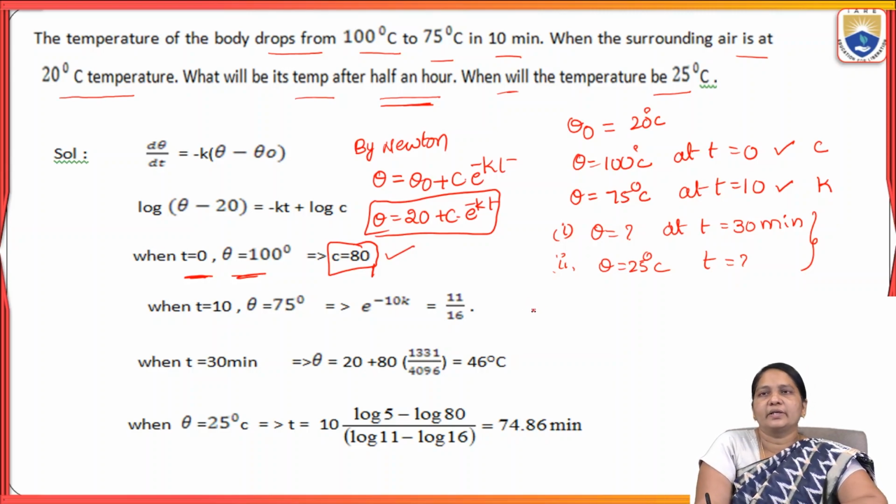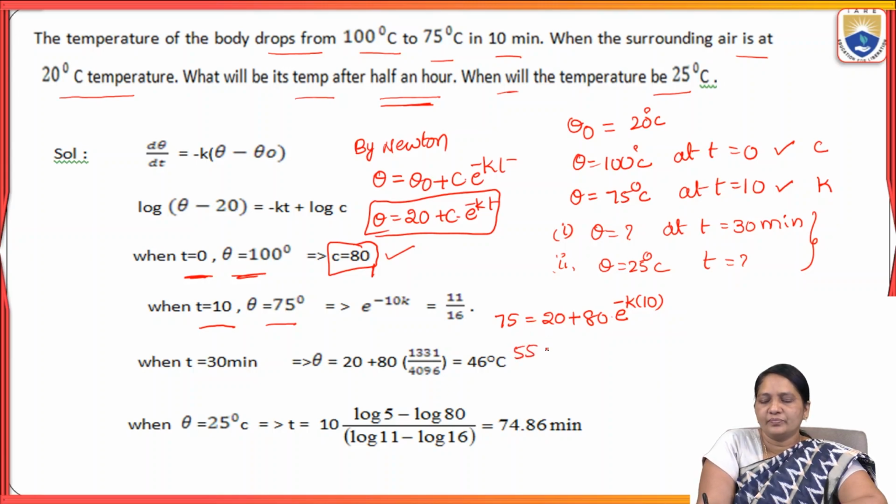Now we are going to calculate the k from the second condition. What is the second condition? When t equals 10, theta is 75. So 75 equals 20 plus C value 80 e power minus k into t, which is 10 minutes. So 75 minus 20 is 55, equal to 80 into e power minus 10k. Now 55 by 80 is equal to e power minus 10k. So finally minus 10k equals log 55 by 80.